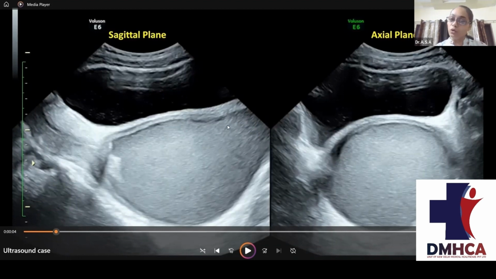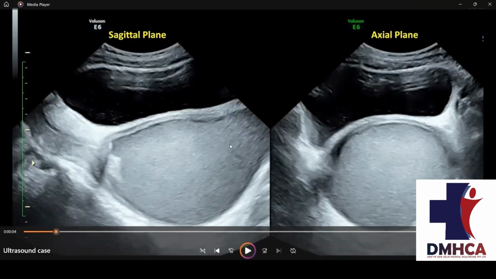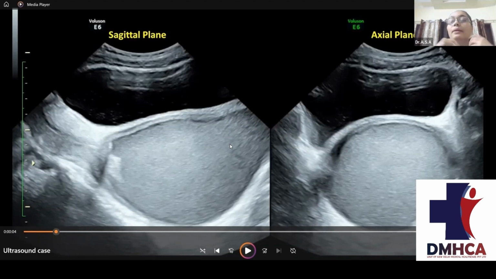What are the causes of hematocolpos? Young, unmarried girl. What is the cause? Hymen. Imperforate hymen. Yes, very right. Very much true. Imperforate hymen, vaginal septum. These two are the basic things. So in a young, unmarried girl, the most common cause is imperforate hymen.